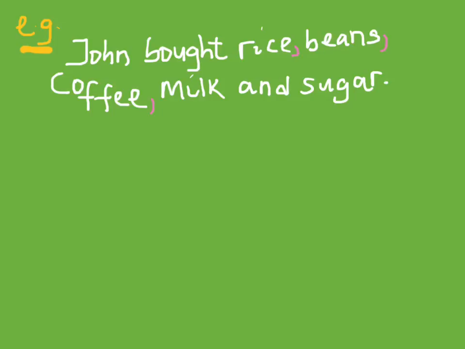So we cannot say, John bought rice beans coffee milk and sugar. It makes it seem like it's one thing they're talking about. But to make someone know that there are different items, individuals will separate each of them using the comma. So rather say, John bought rice, beans, coffee, milk, and sugar.